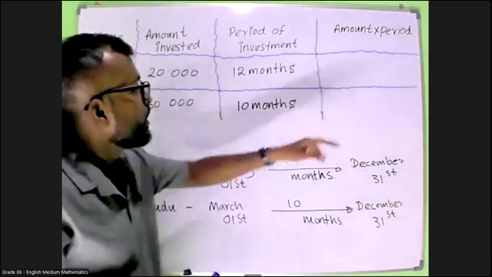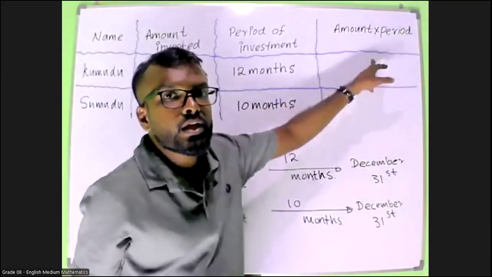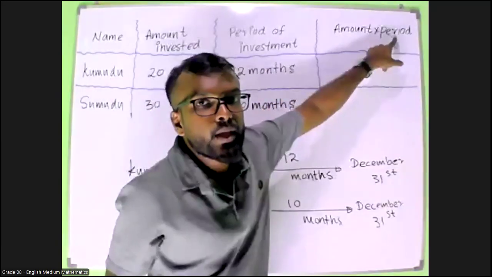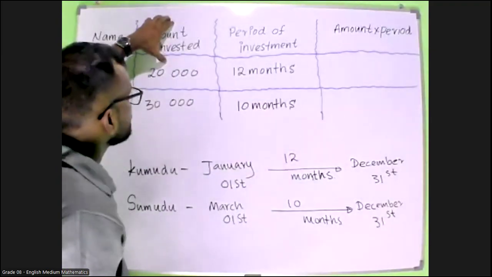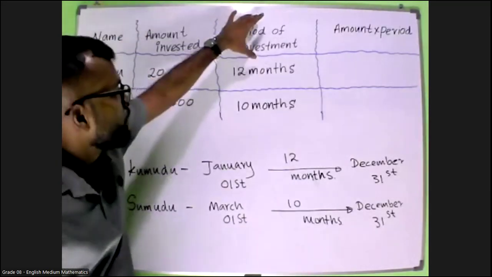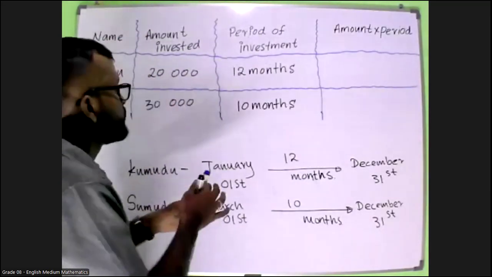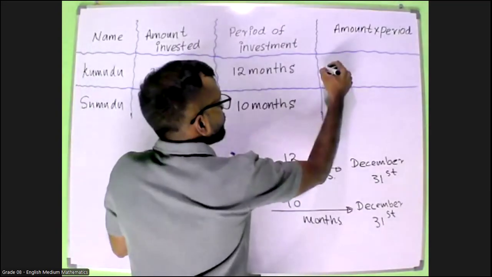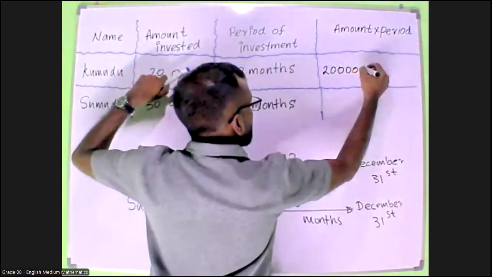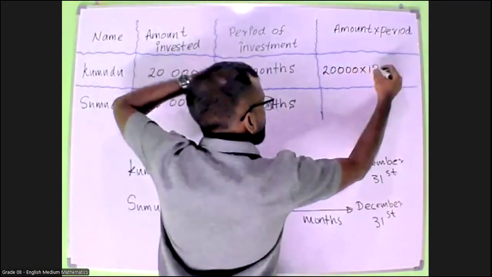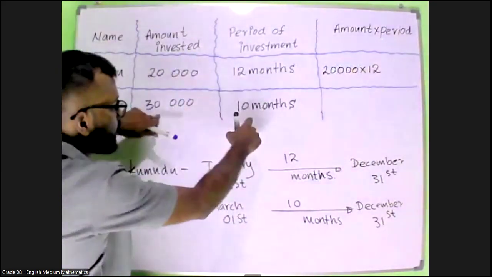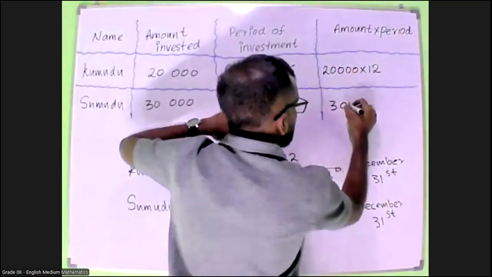Right. Now, this one can be filled by you. The amount invested multiplied by the period. So which gives you 20,000 multiplied by 12. Right? And 30,000 multiplied by 10. No need to get the final answer.